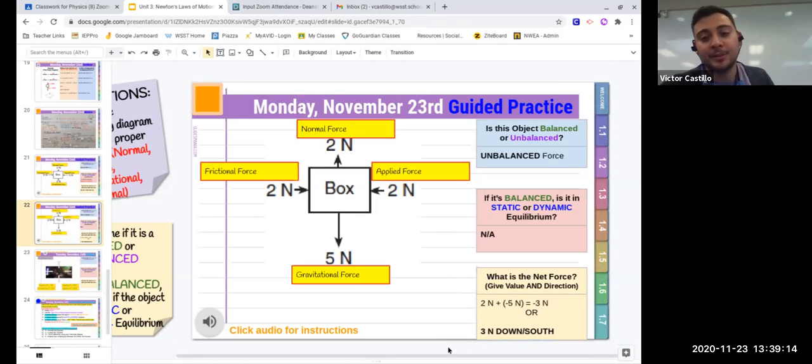Okay. So 3 newtons force down or south. Because of the stronger force, you can even see on the vector, look at the arrow. The arrow is much bigger, much longer. So we know that the main force is going to go down, but by how much? Well, by about -3 or just 3 newtons facing down.